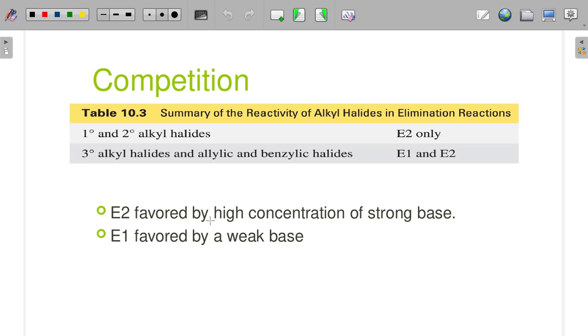If you have a primary or secondary alkyl halide, you pretty much have to do E2. If it's a tertiary, it can do both. Tertiaries can even do benzylic and allylic with no problem whatsoever. Benzylic and allylic can go through both E1 or E2 very easily. So the only thing that's really going to make a distinction between these two on which mechanism goes is the strength of the nucleophile. So strong nucleophiles, weak nucleophiles. That's it. Strong nucleophiles are going to favor E2. Weak nucleophiles are going to favor E1.